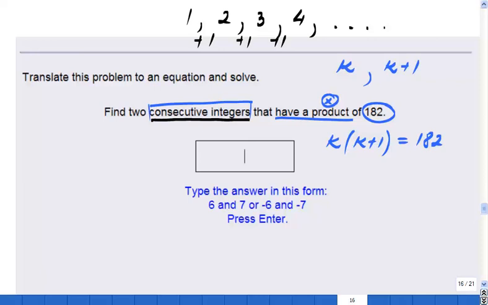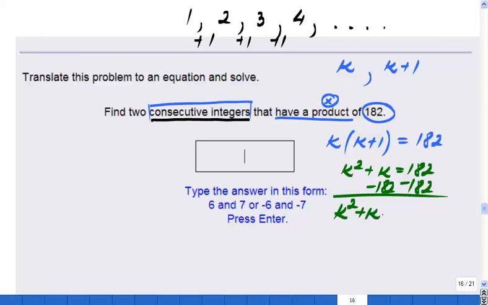Well, let's do this multiplication. k times k is k squared, plus k times 1 is k, that equals 182. To solve it, you need to move everything to the left side, and I will subtract 182 from both sides. Same principle you apply to every equation: whatever you do to the left, you do to the right. Your equation now will be k squared plus k minus 182 equals 0. And you have to solve it.